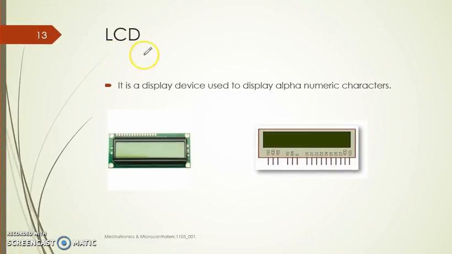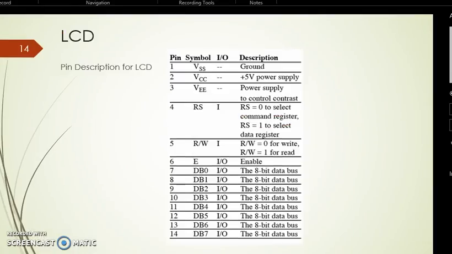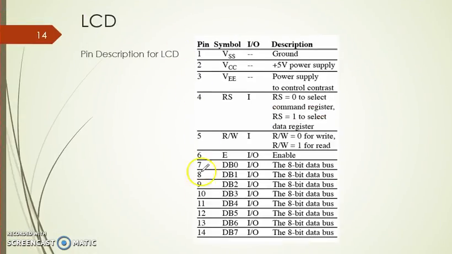Next display device is LCD. It is a display device used to display alphanumeric characters. So here is the table which gives the pin description of LCD. You have 14 pins. Pin number 1 is ground, pin number 2 is power supply, pin number 3 is used for controlling the contrast of the LCD, pin number 4 corresponds to register select pin.